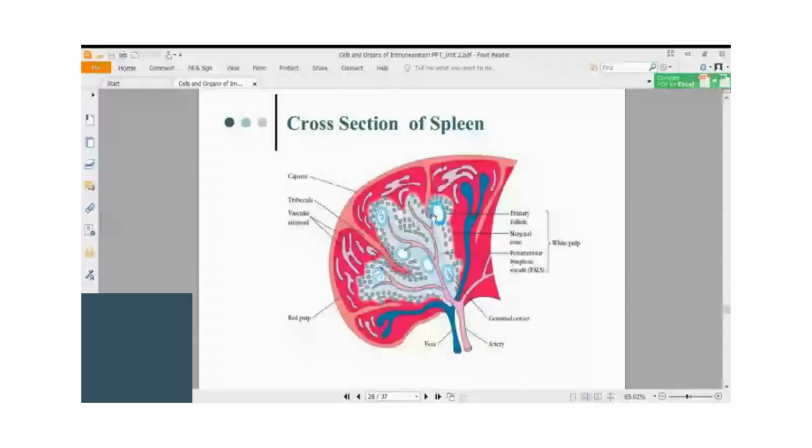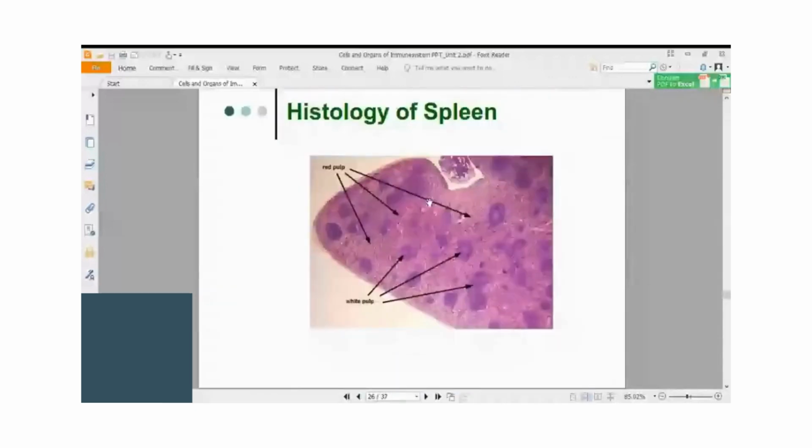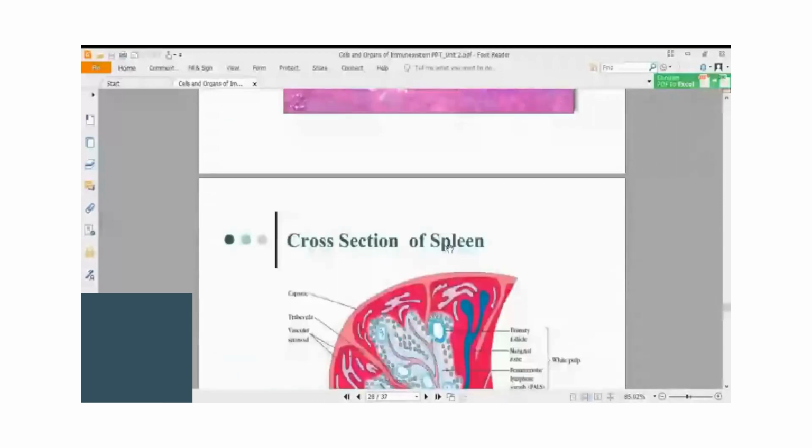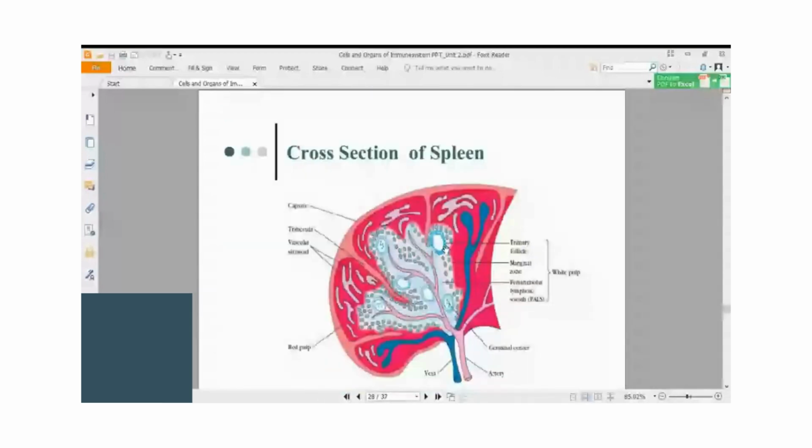You can see such islands in large numbers. You are seeing those islands in large numbers in the histology. That is an indication that they are called lymphoid follicles. Okay, lymphoid follicles. The white pulp is labeled here on the right hand side of the diagram as white pulp, and that is what they are explaining.